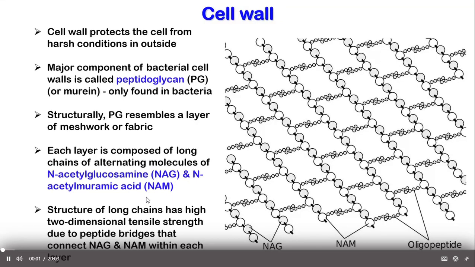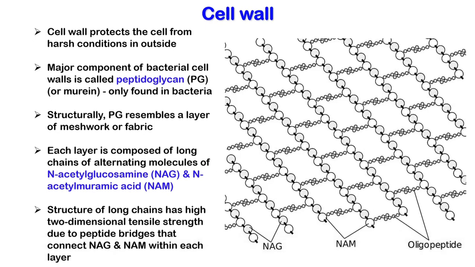Okay, so we previously discussed the capsule, and then the next layer under the capsule is the cell wall, which is a highly important component of the cell. As bacteria are single-celled organisms, unlike animal cells, they need extra protection, and the cell wall plays a vital role in this cell protection, protecting it from the harsh conditions outside.